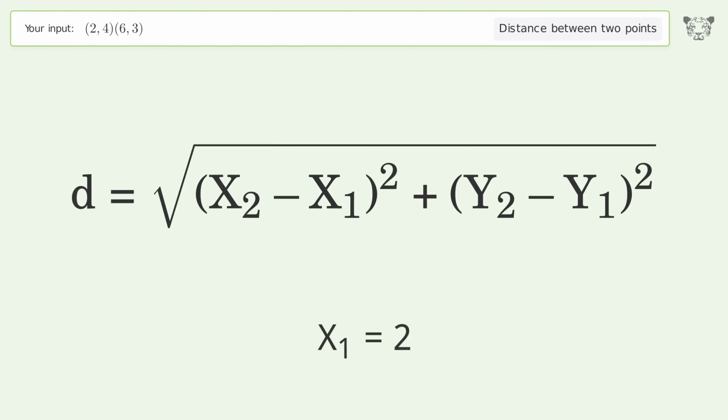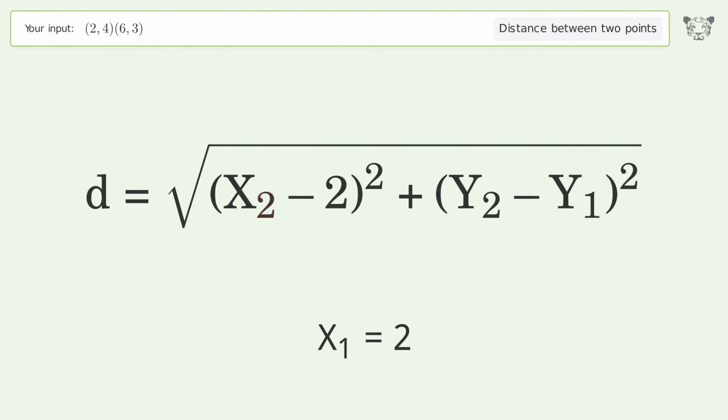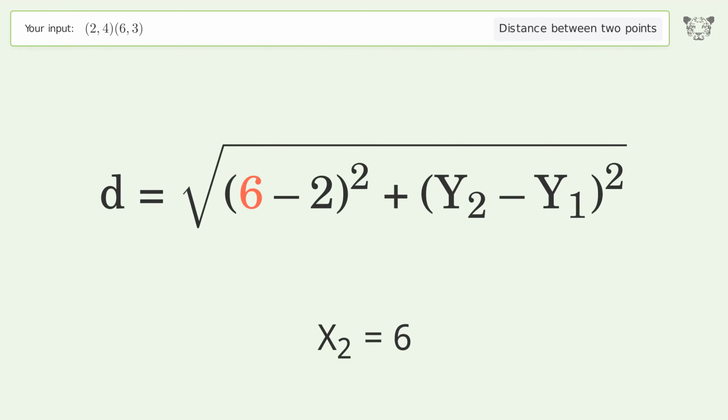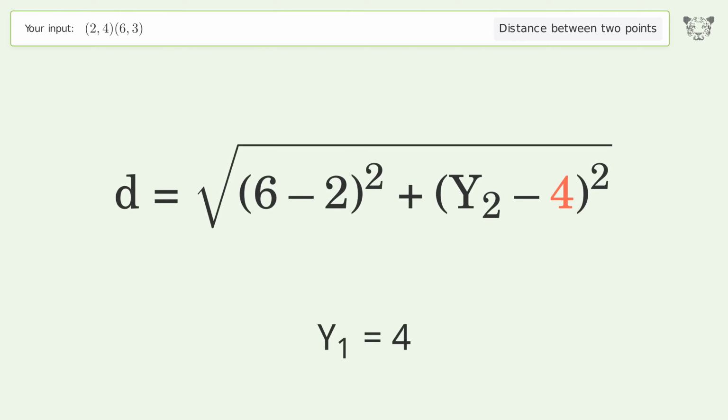x1 equals 2. x2 equals 6. y1 equals 4. y2 equals 3.